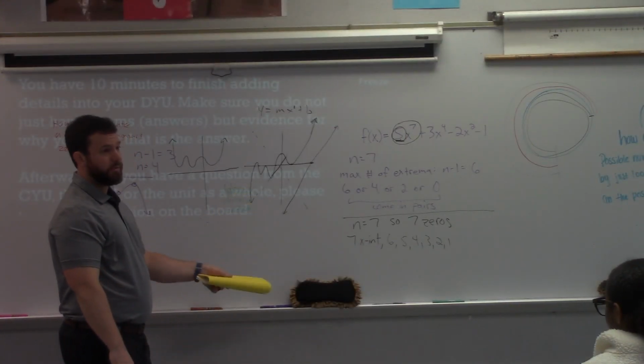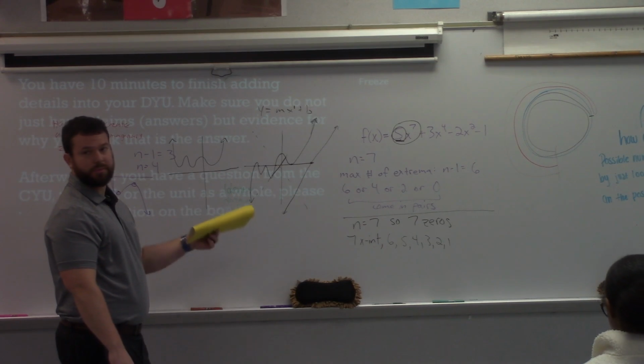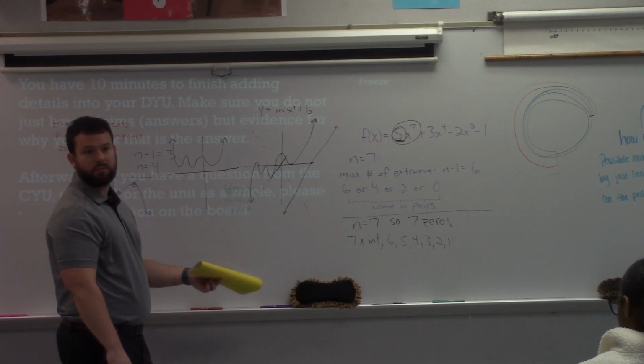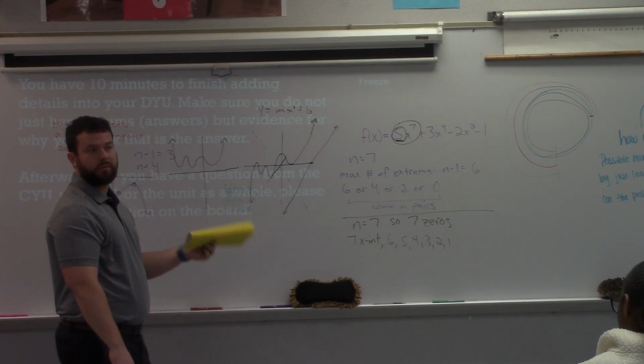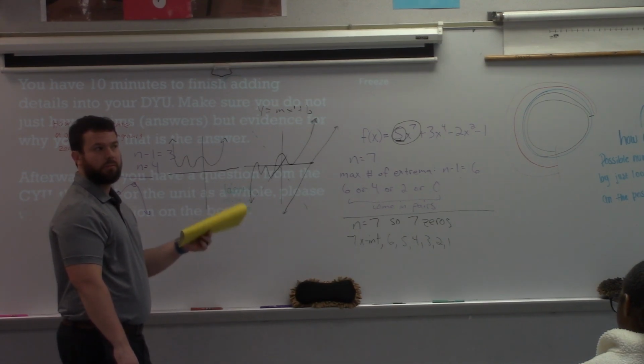What are your questions about extrema and zeros, or x-intercepts, from that information? Going once. Going twice. Sold.